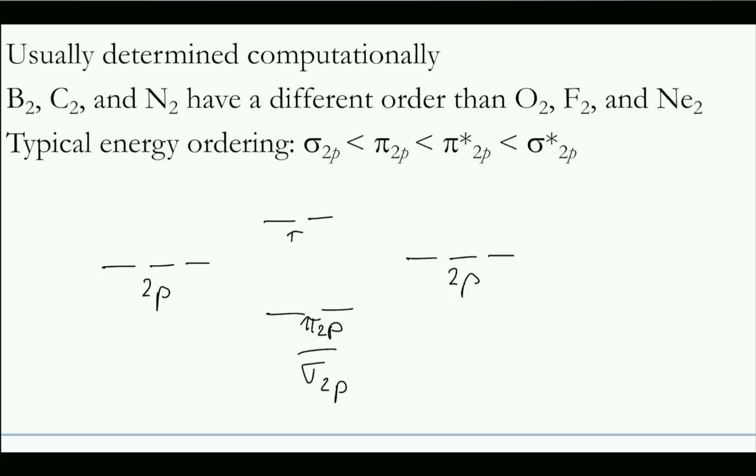So you get the pi star 2p, and then the sigma star 2p, so that the average energy is still in the middle. And that's the typical energy ordering.